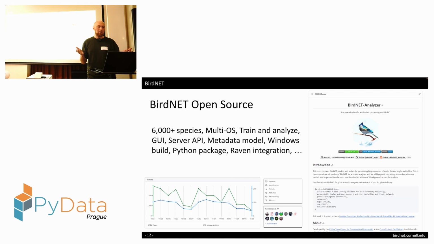It has a metadata model, which will tell you which species occur at which time of the year. And we have a dedicated Windows built-in installer and a Python package, Raven integration, and so on and so forth. And it's pretty popular, which is surprising to us that so many people are using it. And there's some caveats that come with it that make it difficult to maintain, and I'm going to mention a few of them.